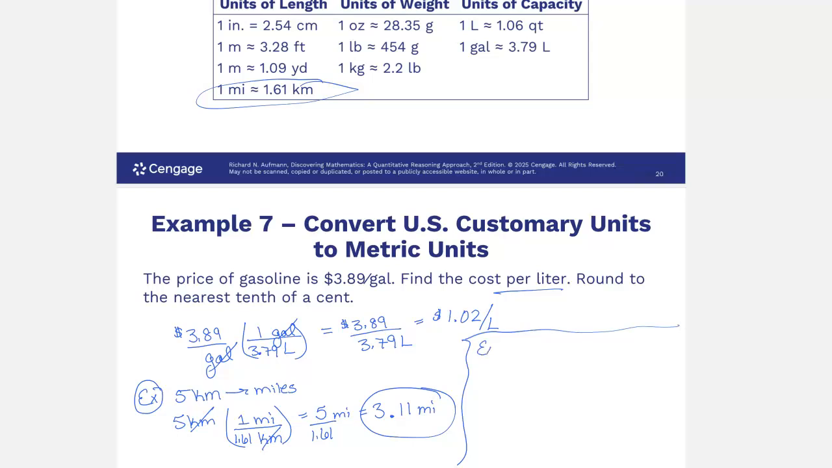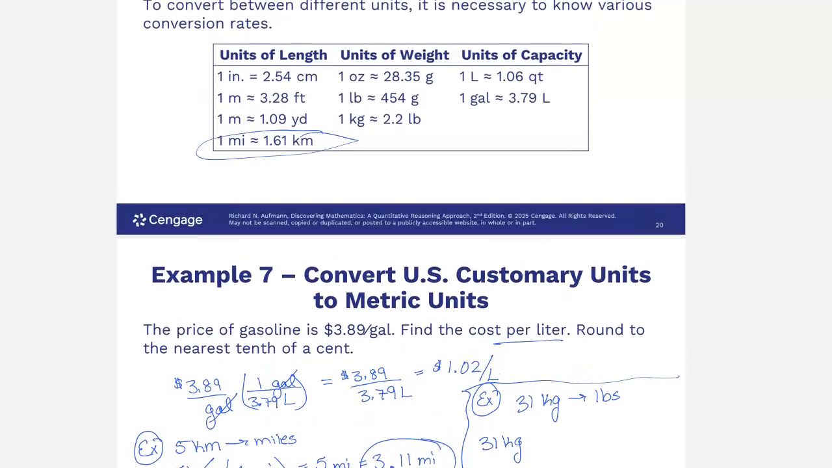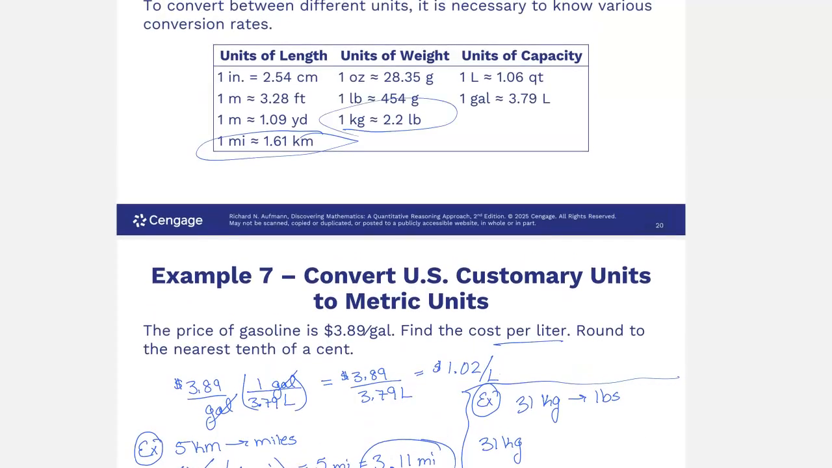And then we could talk about weights. So maybe we have something that's 31 kilograms, and we want to know how many pounds it is. So we've got 31 kilograms. Looking at our conversion factor, 1 kilogram is 2.2 pounds approximately. If I want to cancel kilograms, in this case, I've got to put it on the bottom.